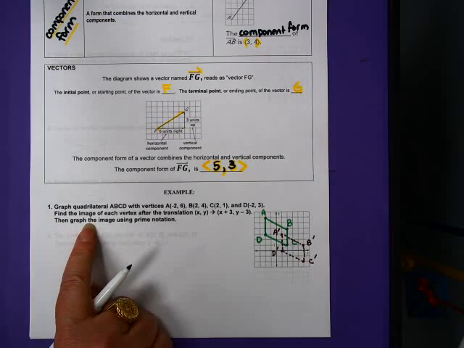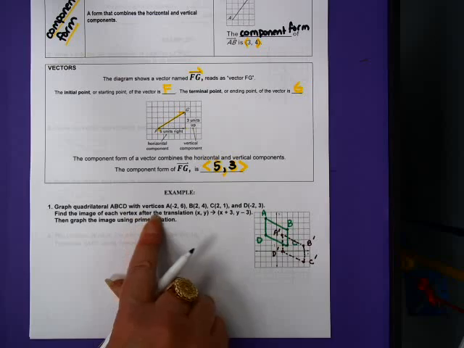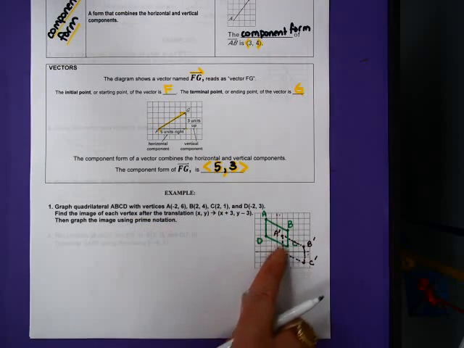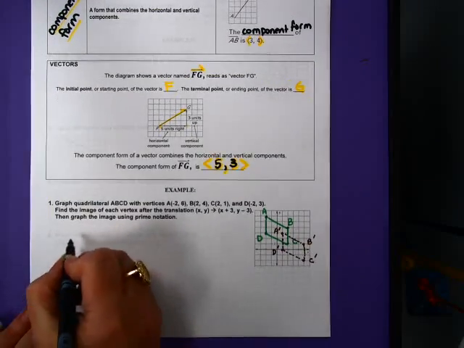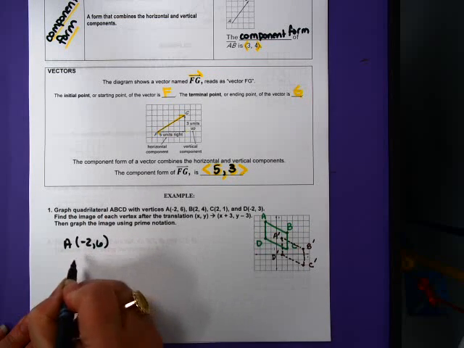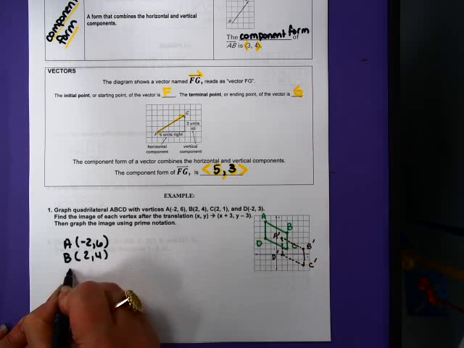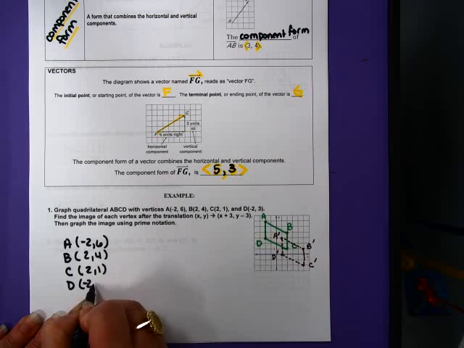It says find the image of each vertex after this translation, then graph the image using prime notation. This is called prime notation. All right, we need to list the points. The original points are A is -2, 6, B is 2, 4, C is 2, 1, and D is -2, 3.